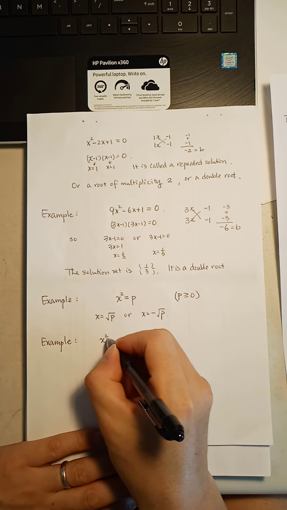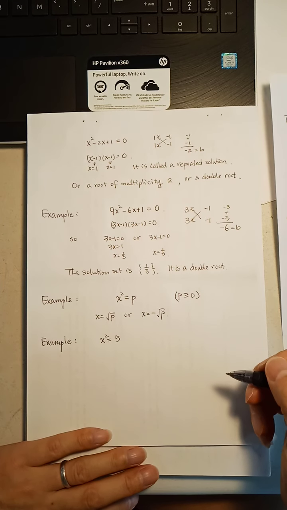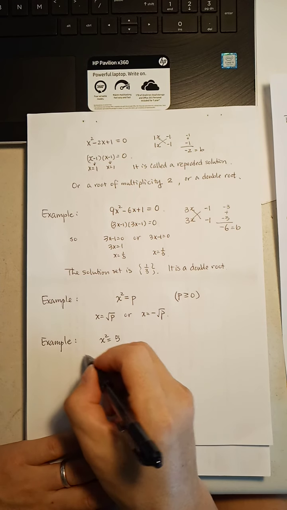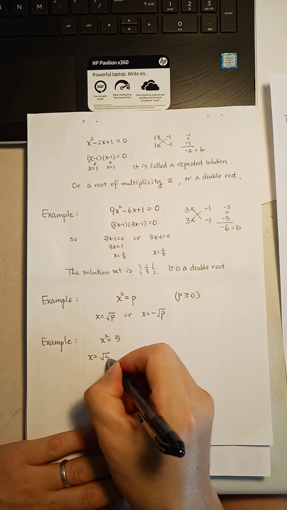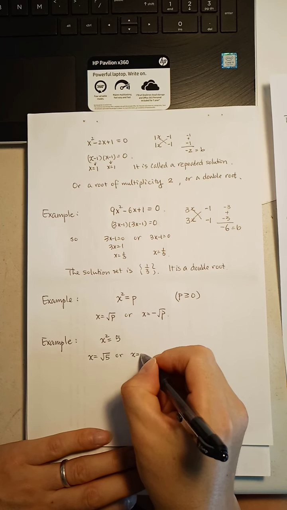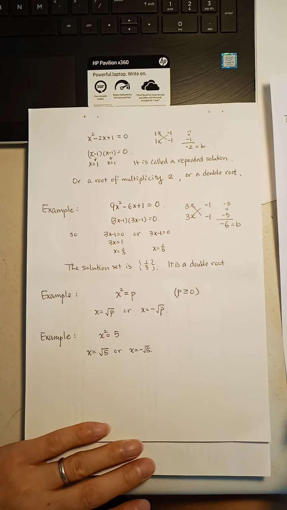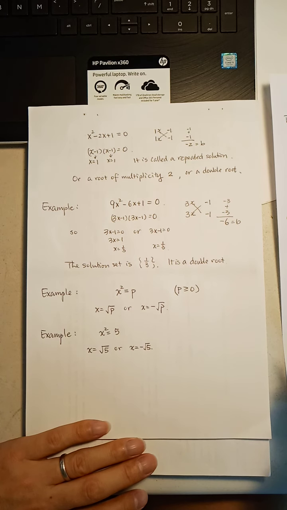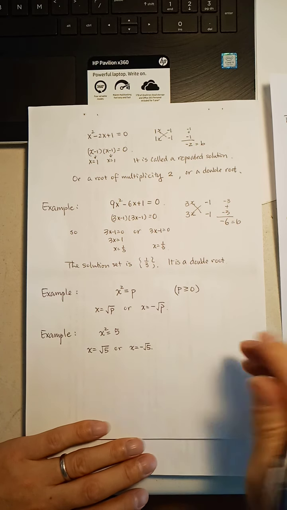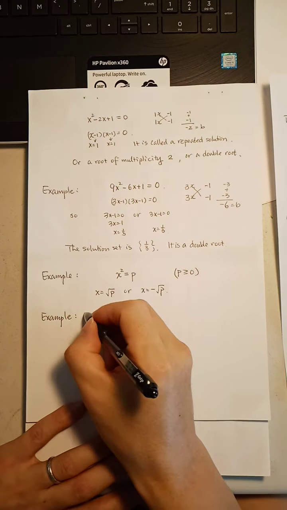So first, let's get the concrete number. X squared equal to 5, then x is the square root of 5, or x is the negative square root of 5. They are the solutions. Another one.